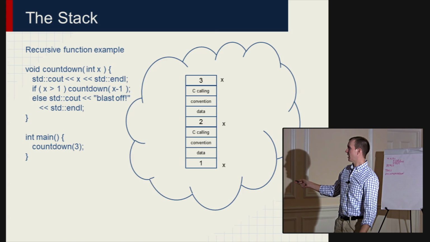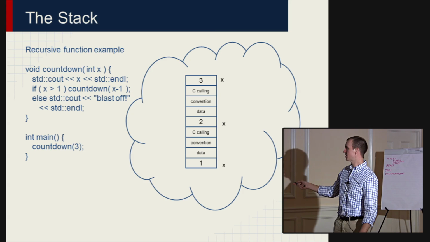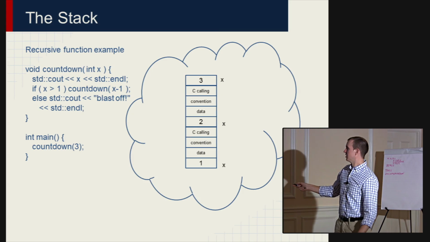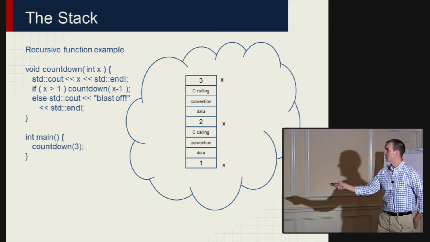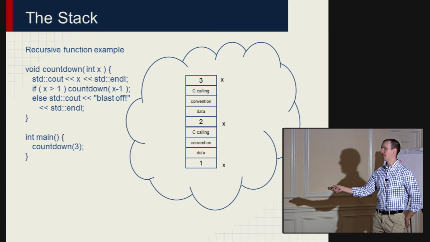We put some data on the stack. So at this point, 3 is going to get output to standard out. And then we're going to invoke countdown again with x minus 1. And so this is going to put some calling convention data on the stack, and then also 2, for the formal parameter x. This is going to continue because 2 is greater than 1, to a final call of countdown where x is now going to get the value of 1.